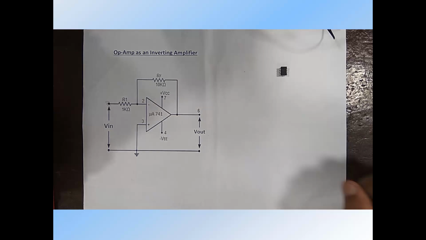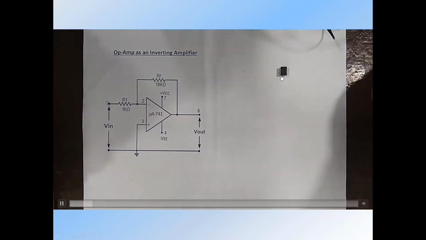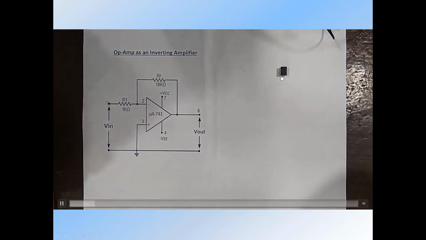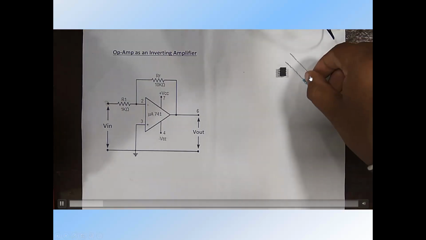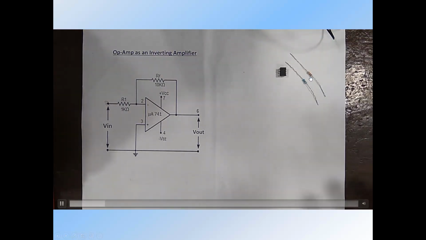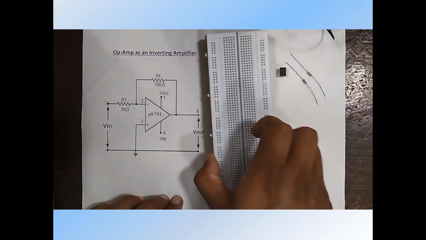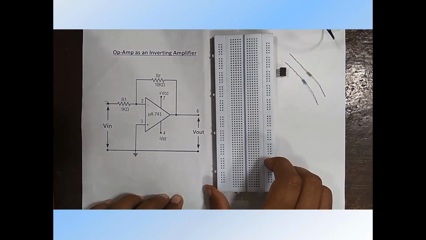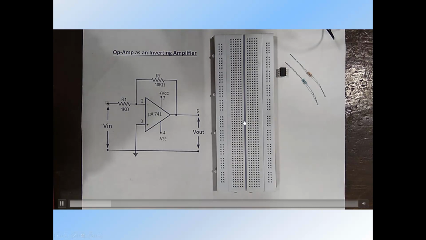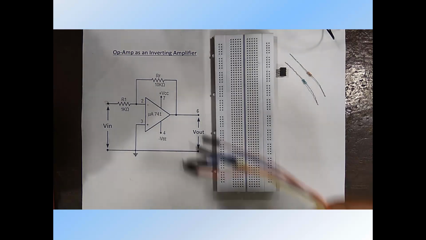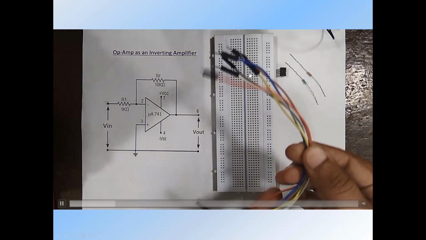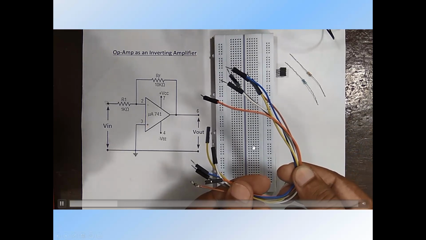Arrange all the components. This is IC 741, an 8-pin IC. This is a 1 kilo ohm resistor, and this is a 10 kilo ohm resistor. This is the breadboard, and also we need some jumper wires, male to male jumper wires.